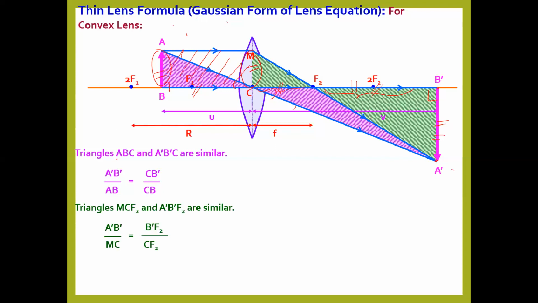So from these two, we can say that this and that are equal because AB and MC will obviously be equal. So comparing these two equations, these two are equal.